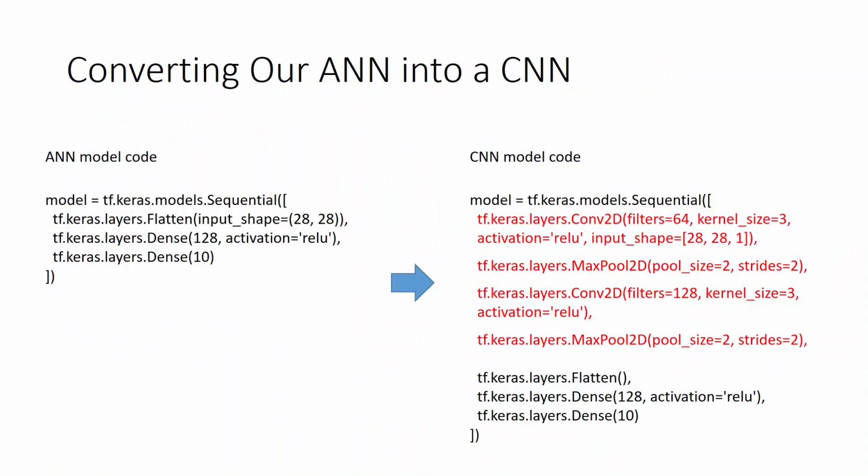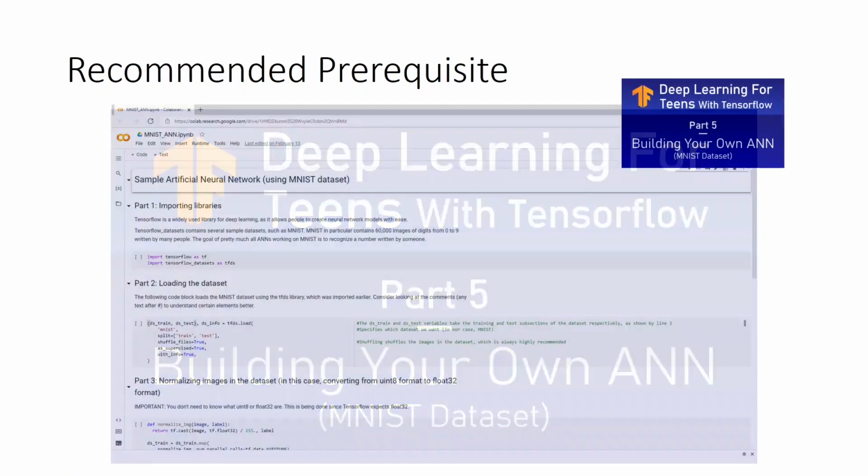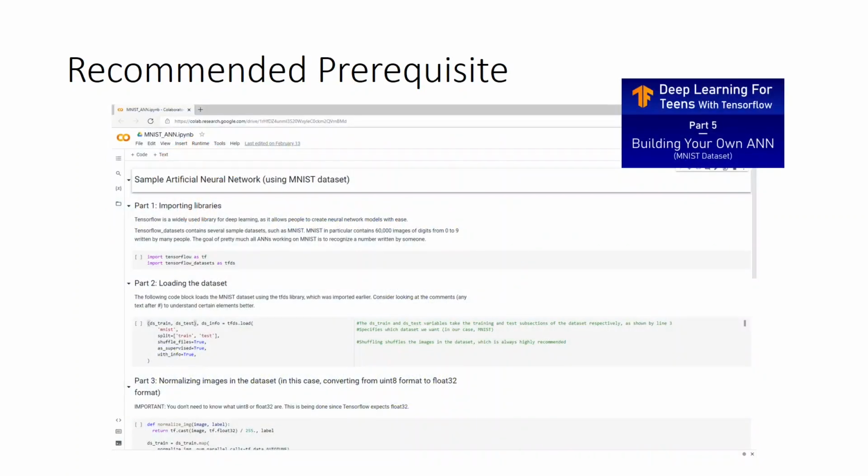In this video, we'll be converting an ANN into a CNN using just a few lines of code. I highly recommend watching part 5 of this video series, as part 5 is where we made the ANN which we will use in this video. However, this is not absolutely necessary, as you will see shortly.